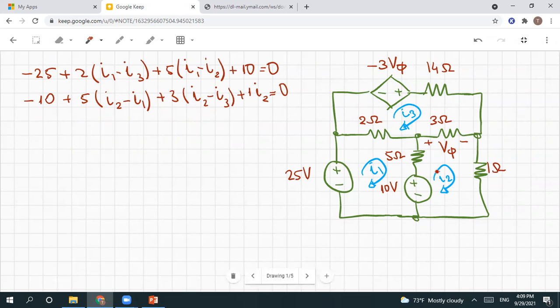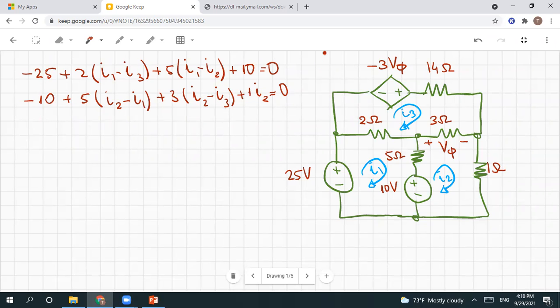So this is the second mesh. I started with this voltage source and I'm going in the direction of voltage rise, so it will be negative 10. Then the voltage drop in this 5 ohm resistor will be 5 times I2 minus I1. And then this 3 ohm resistor will be 3 times I2 minus I3, plus, and here I have only one current flowing downward, which is I2. So it will be 1 ohm times I2, and this is equal to 0.